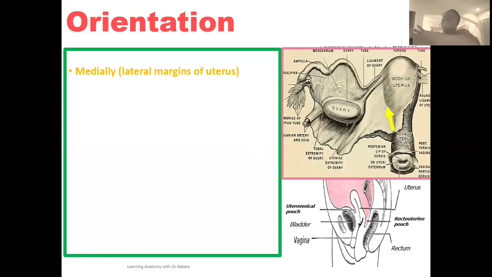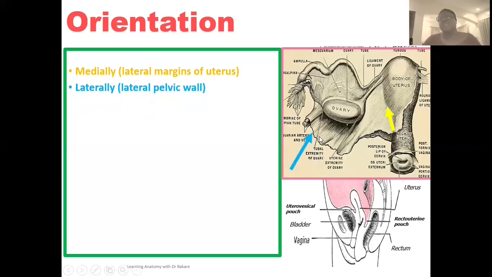And of course, it will be directed laterally like a wrapper, where it will be fixed or connected to the lateral pelvic wall. So we say that medially it is formed on the lateral margin of the uterus, because these are the lateral margins of the uterus. So I hope this is understandable, while laterally it is seen to be connected to the lateral pelvic wall.